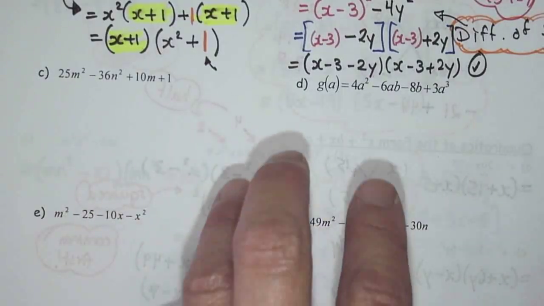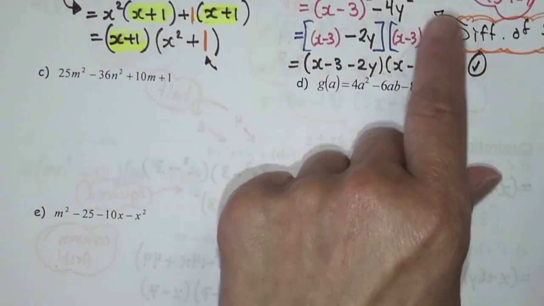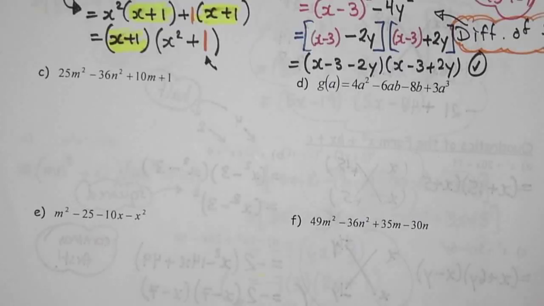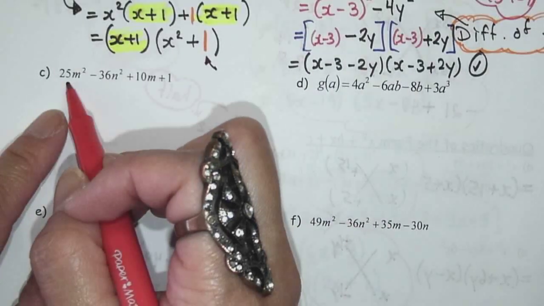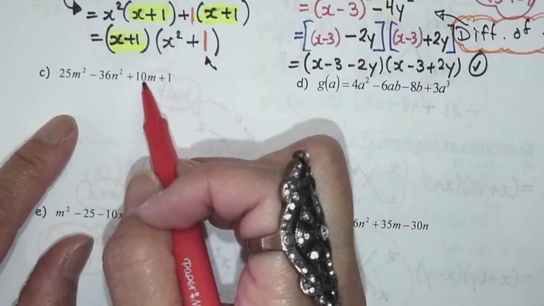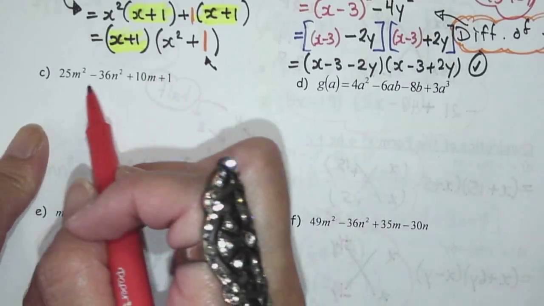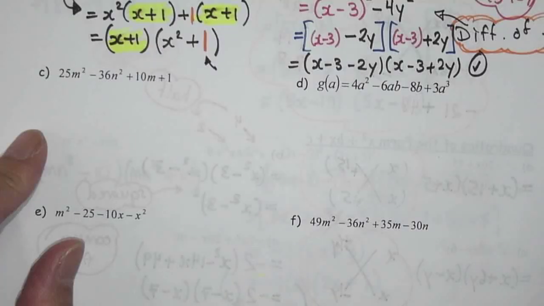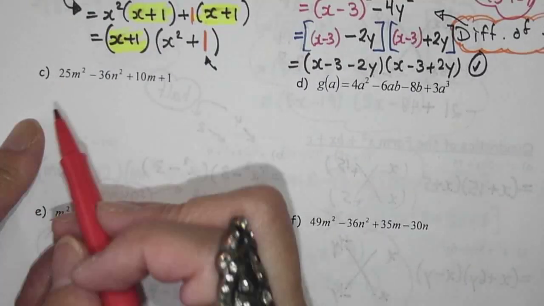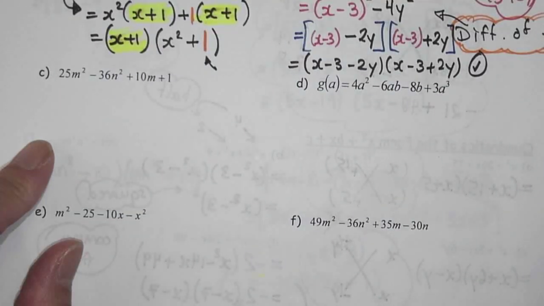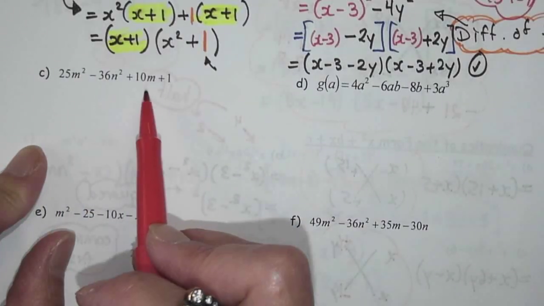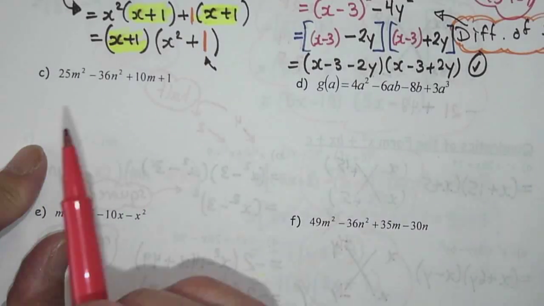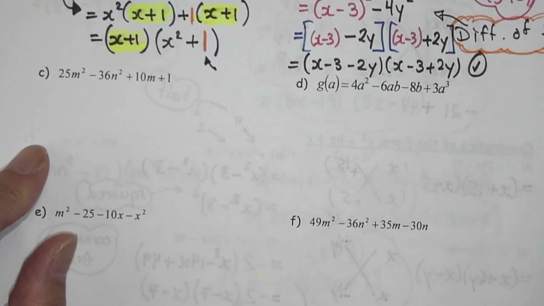Okay, now let's try this one. Can you find a group of 3 and 1 to try to do this difference of squares again? So 3 and 1. Which 3 match? 1, 2, 3, and 4. Okay, 3 of them make a trinomial. Which 3 make a trinomial? 25m squared, 36n squared, 10m plus 1. The only 3? Yep.